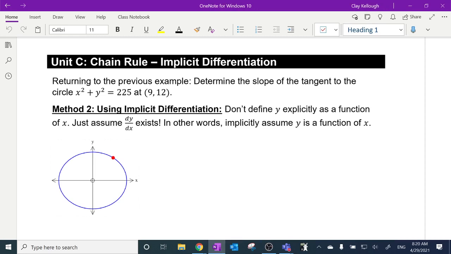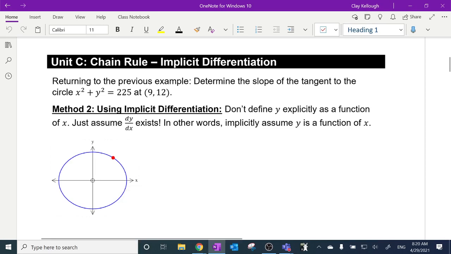We're going to go to the same example we did yesterday, where we took a relation, right, not a function, because it does not actually pass the vertical line test. For every x, there is not a unique y. For example, when x is 9, y could be 12 or negative 12.